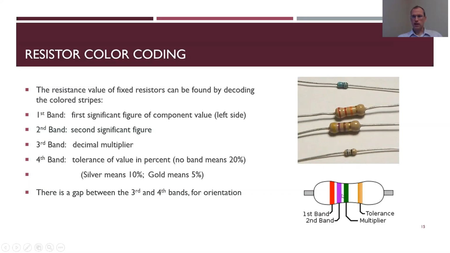You have 3 bands tightly packed together, and then one that's kind of separated. This one that's separated is usually either gold or silver. Your first band is your first number, the second band is your second number, the third band is called the multiplier, and the fourth band is called the tolerance. If you don't have a fourth band, it means the tolerance is 20%. If you have silver or gold, silver is 10%, gold is 5%. So usually we have gold bands there.